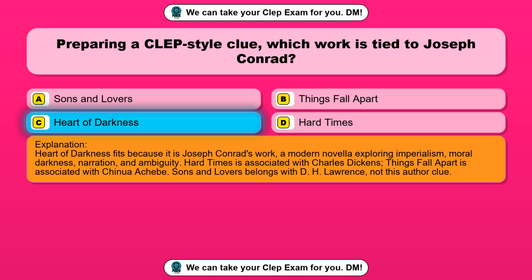Heart of Darkness fits because it is Joseph Conrad's work, a modern novella exploring imperialism, moral darkness, narration, and ambiguity. Hard Times is associated with Charles Dickens, Things Fall Apart is associated with Chinua Achebe. Sons and Lovers belongs with D. H. Lawrence, not this author clue.